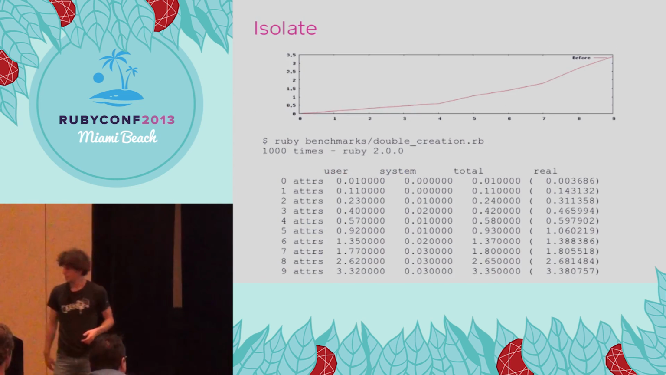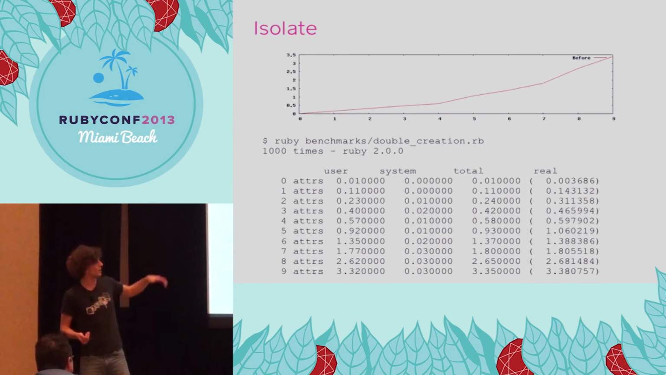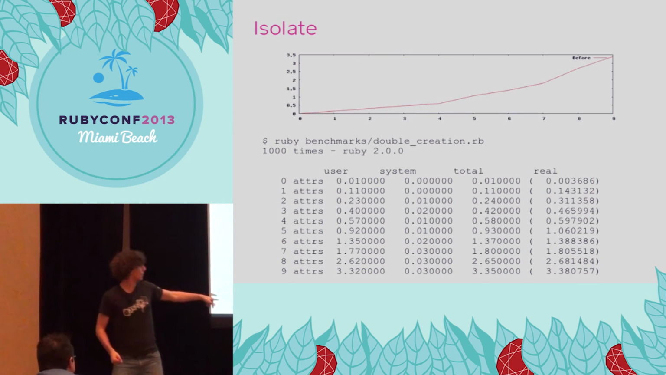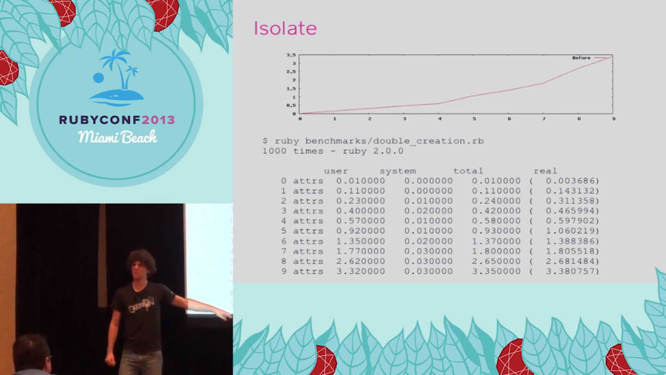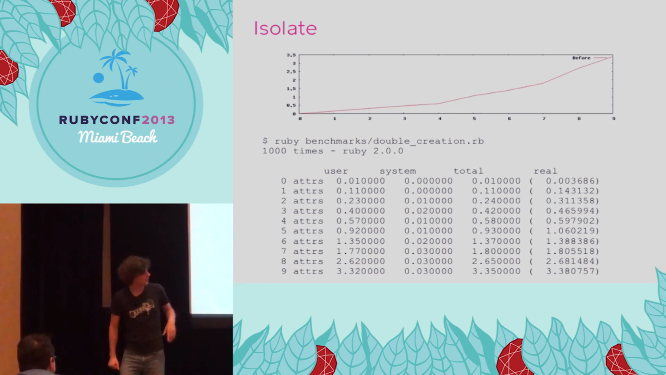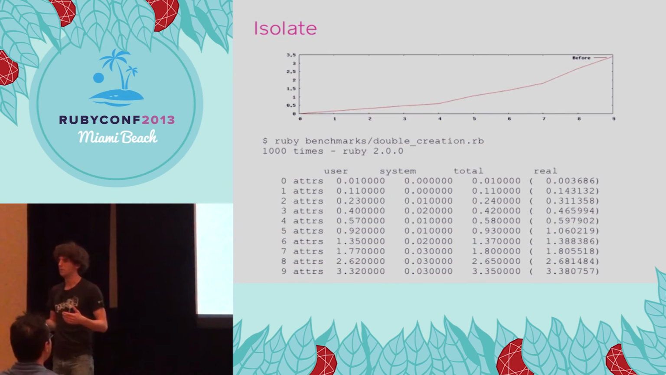And this is the graph, this is what it looks like. 2 things: 1, the curve looks kind of terrible, and 2, we're creating 1,000 doubles with 9 attributes, which in my mind, it's not really doing very much. It's taking about 3 seconds. Like, that's a lot of computer time. So I was kind of offended by that.